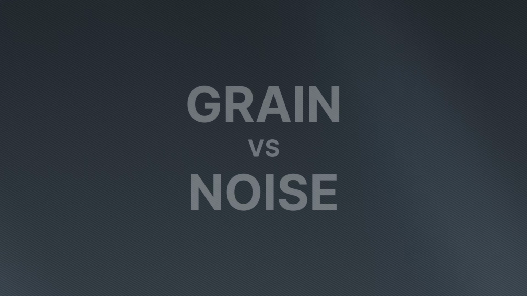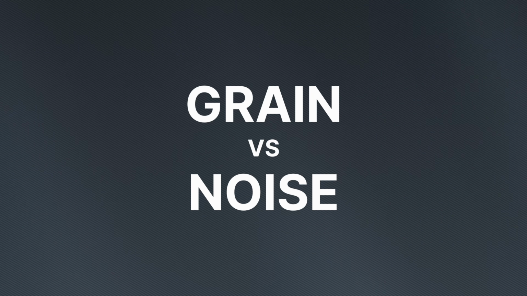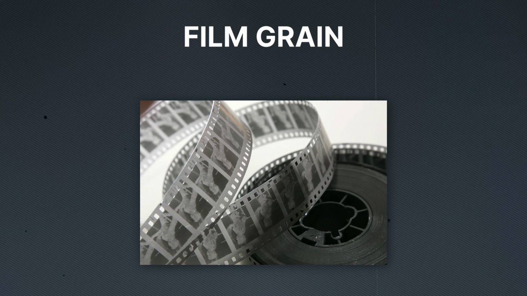Before we dive into the nodes, let's take a quick look at where the grain actually comes from and what's the difference between film grain and digital sensor noise, if there is any. Let's start with the film grain, as this is how the course of history unfolded. Back in the days, people could only shoot on film.